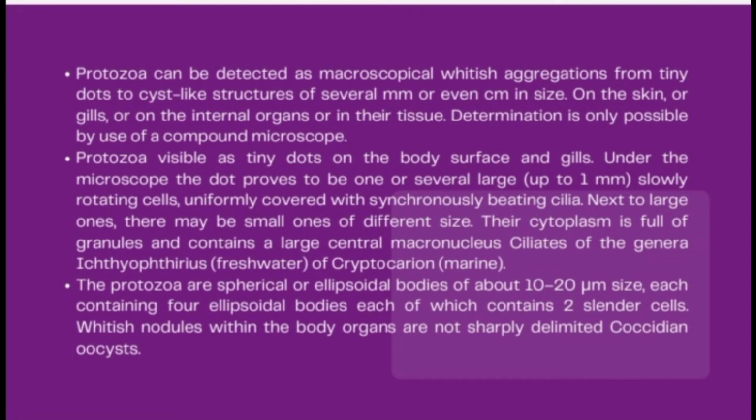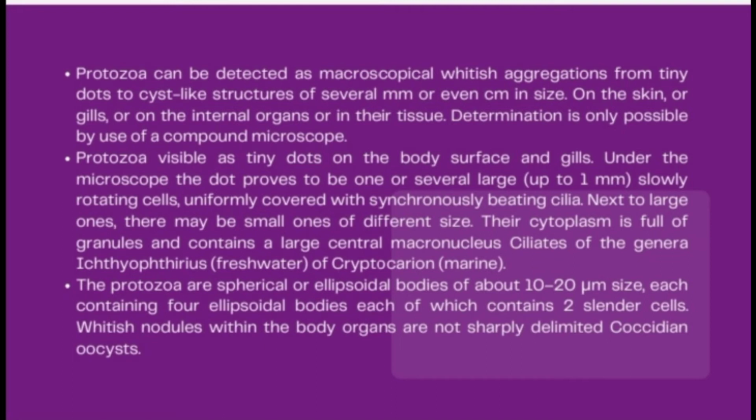Protozoa is visible as tiny dots on the body surface and gills. Under the microscope, the dot proves to be one of several large, up to 1 millimeter, slowly rotating cells uniformly covered with synchronously beating cilia. Next to large ones, there may be small ones of different size. Their cytoplasm is full of granules and contains a large central macronucleus.